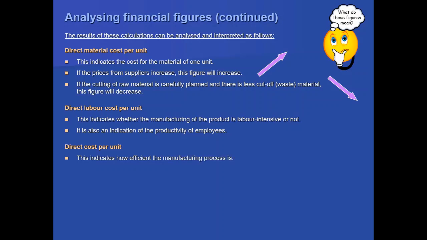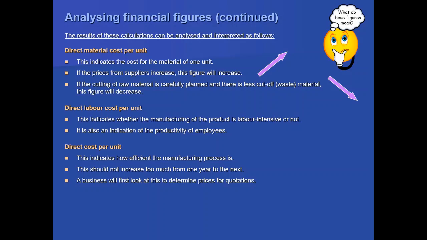Direct cost per unit, this indicates how efficient the manufacturing process is. The less the cost per unit, the more efficient the process is. This should not increase too much from one year to the next. The business will first look at this to determine the prices for the quotation when it wants to sell products.